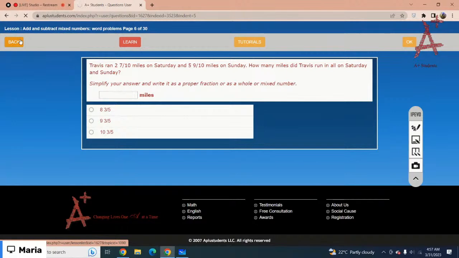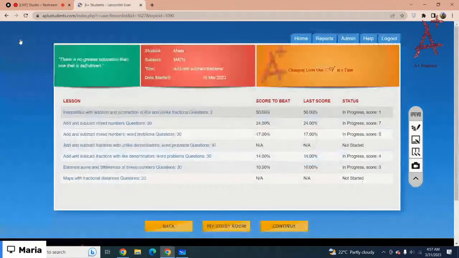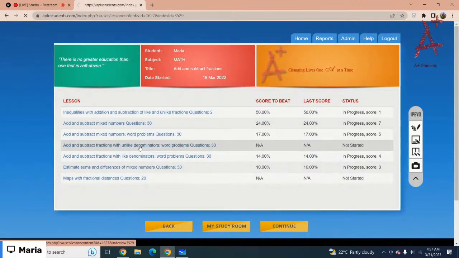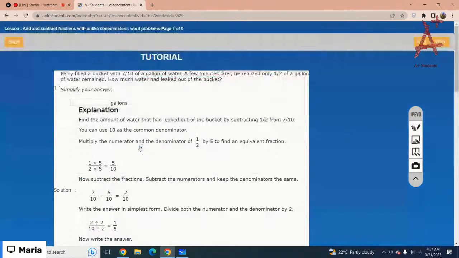Okay, the next lesson is add and subtract fractions with unlike denominators word problems. Now we're going to learn how to add the fractions with unlike denominators. Got it?